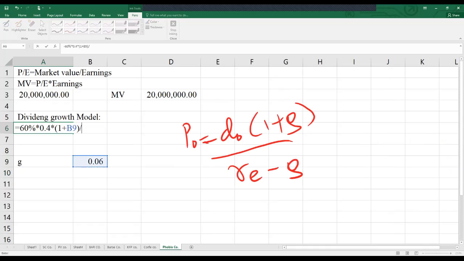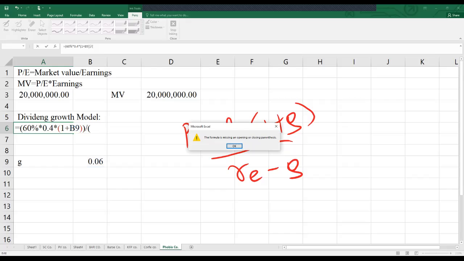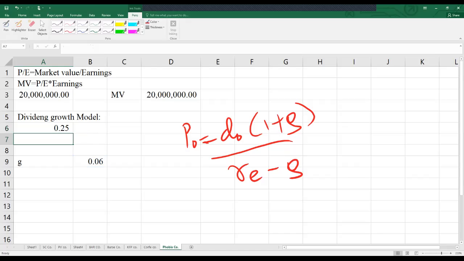We divide by P naught, the current, so we divide by RE minus G. I need to have this entire numerator in brackets. But don't forget that, your entire numerator should be in brackets so you don't end up making a mistake, and your entire denominator also in brackets, minus cost of equity. Cost of equity for this company, we need to get that. Let me get that first.